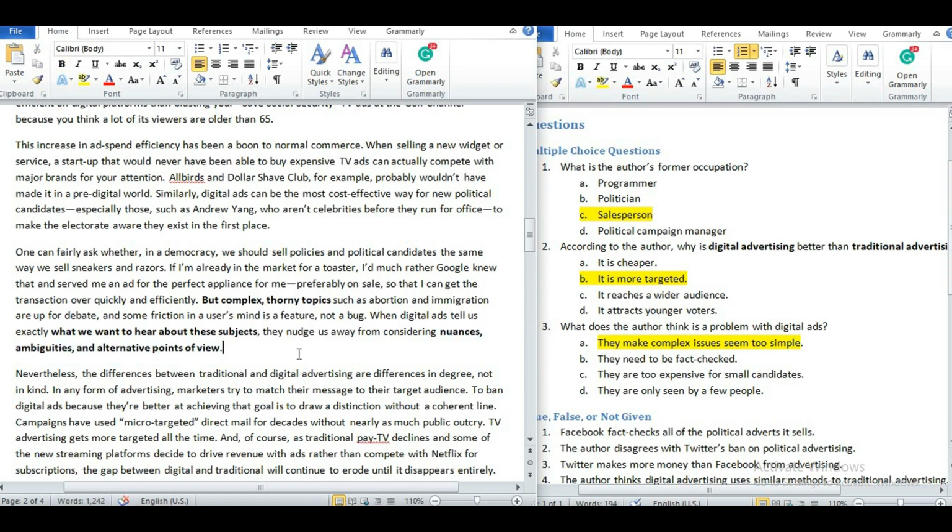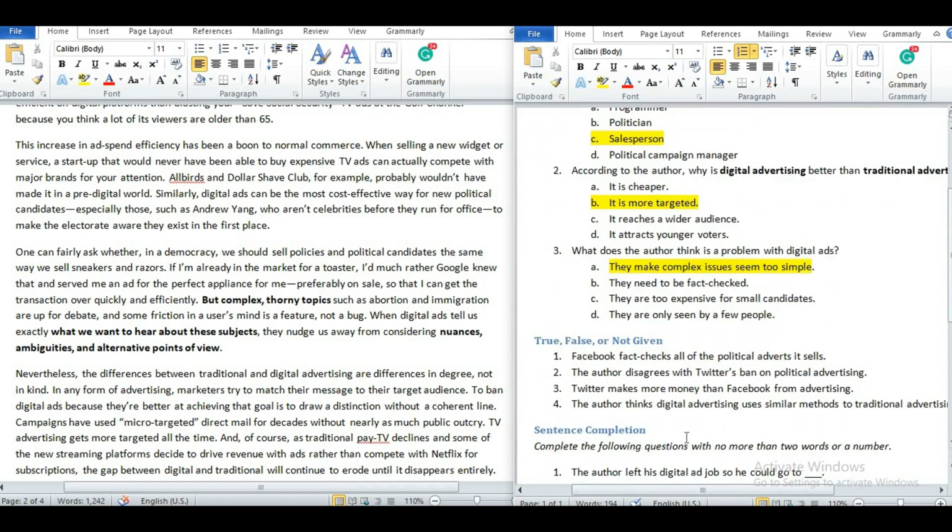Now, maybe the vocabulary here is difficult. Nuance means something subtle, something that's not easy to see. Ambiguities, things that are not certain. And alternative points of view, I'm sure you know, something different to what you would otherwise think. So a complex issue, something that's very difficult, is now being reduced to something that seems so easy. So that would be our answer. And we know it is definitely not B, C, or D.